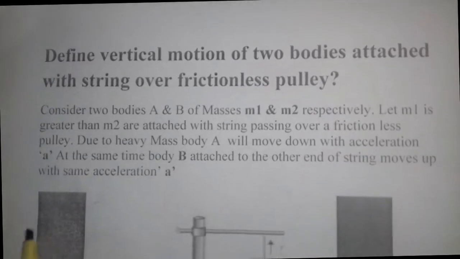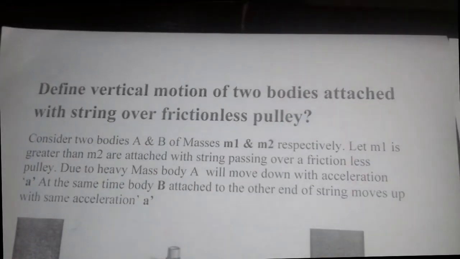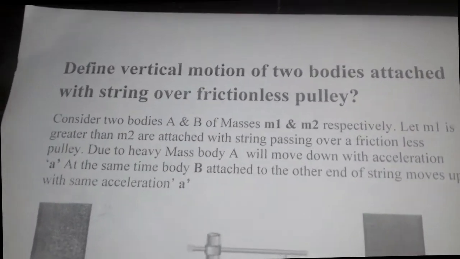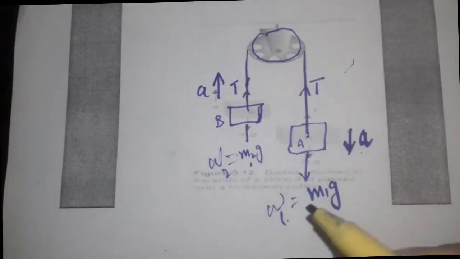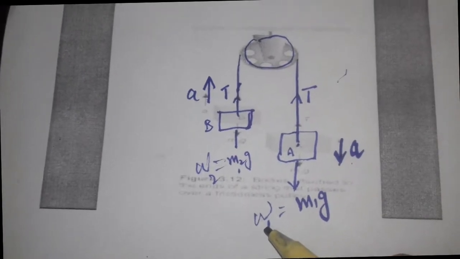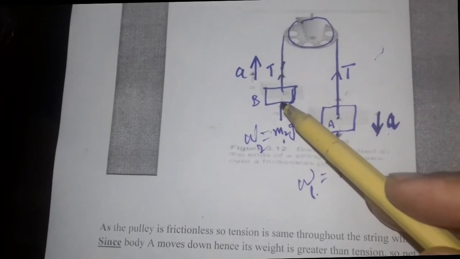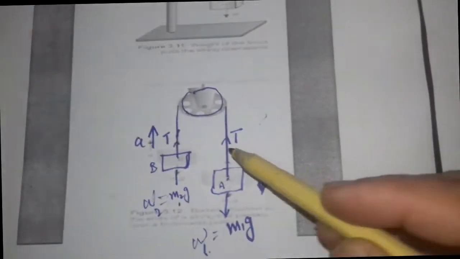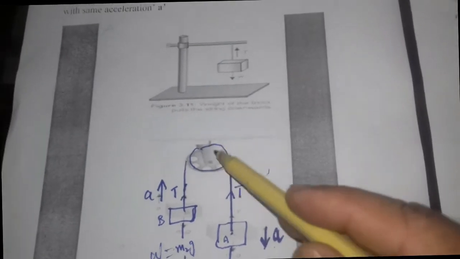Friends, today our topic is vertical motion of two bodies attached with an inextensible string over a frictionless pulley. We consider two bodies: body A, which is heavier, with mass m1 and weight w1 equal to m1g, and body B with lighter mass m2, having weight w2 equal to m2g. These are attached with an inextensible string over a frictionless pulley.